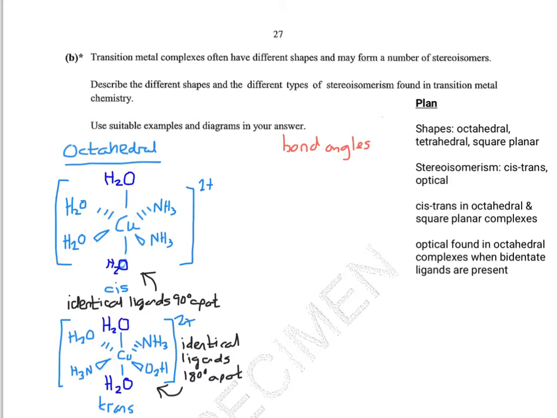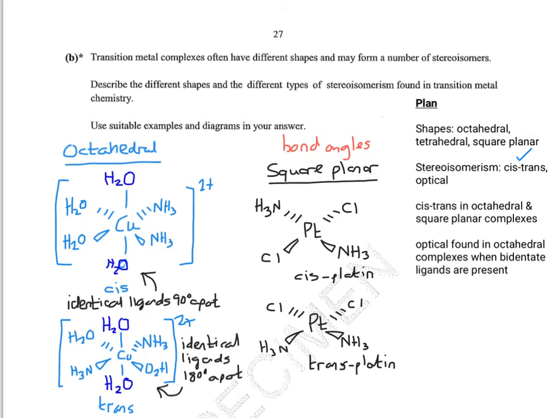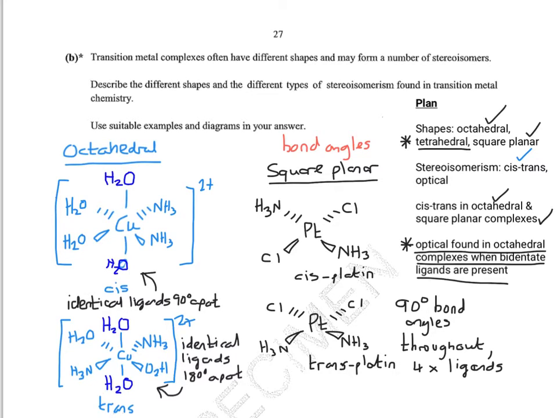So, checking our plan, we've done cis-trans isomerism in octahedral complexes. We've now done cisplatin and transplatin as an example of cis and trans in square planar. So the bond angles are 90 degrees throughout in this case, and 4 ligands again. So doing a quick check of our plan, we still have to do the things that are underlined with an asterisk next to them. So we haven't dealt with tetrahedral yet, and we haven't dealt with the optical isomerism found in octahedral complexes when bidentate ligands are present.